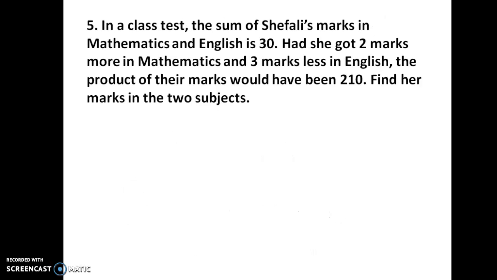In a class test, the sum of Shifali's marks in mathematics and English is 30. Had she got 2 marks more in mathematics and 3 marks less in English, the product of their marks would have been 210. Find her marks in the 2 subjects.